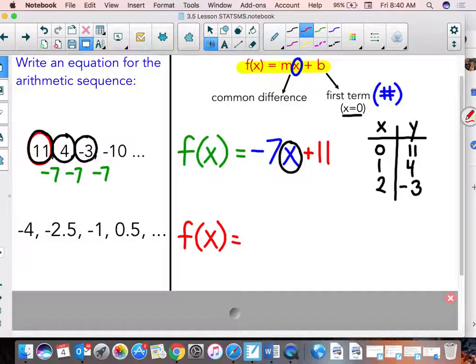Our numbers are getting bigger this time: -4, -2.5, -1. So they are going from negatives to positives. Again, if you do -4 minus -2.5, that'll give you -1.5. So we are adding 1.5. The first number in my sequence right there is that -4.